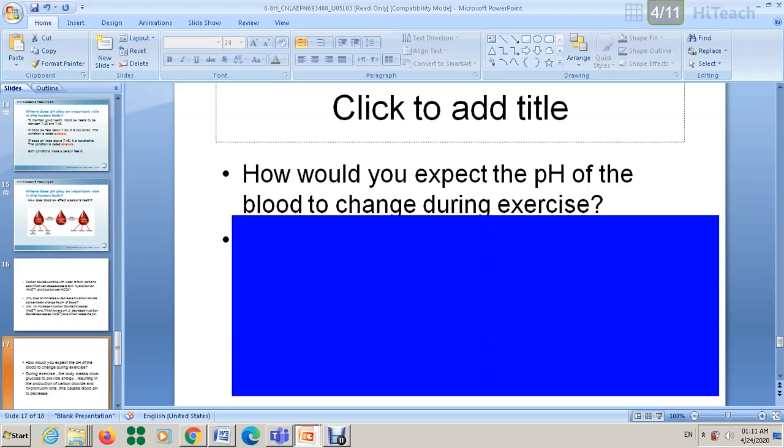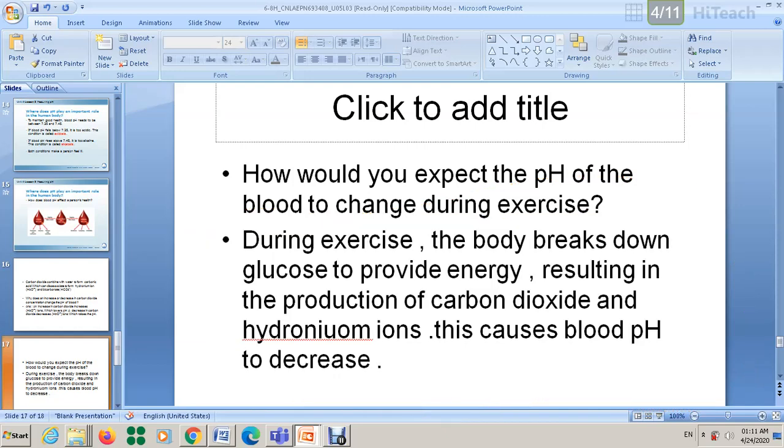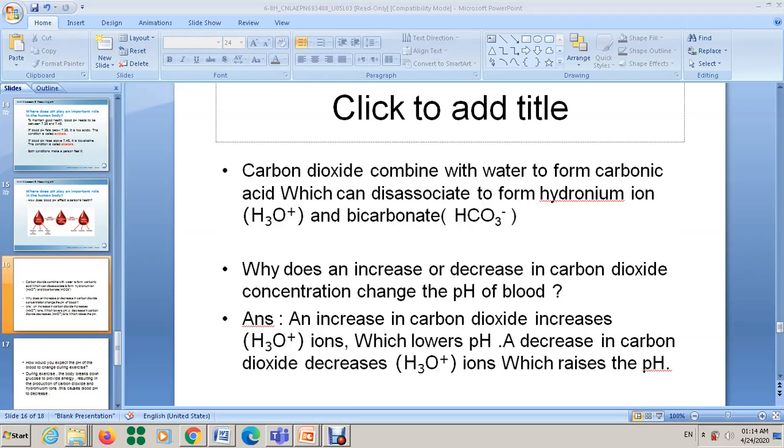So the increase of carbon dioxide, what do you think? It will increase the pH or decrease the pH? Think about this answer now. So the answer, this causes blood pH to what? To decrease. Got it? The other question now.